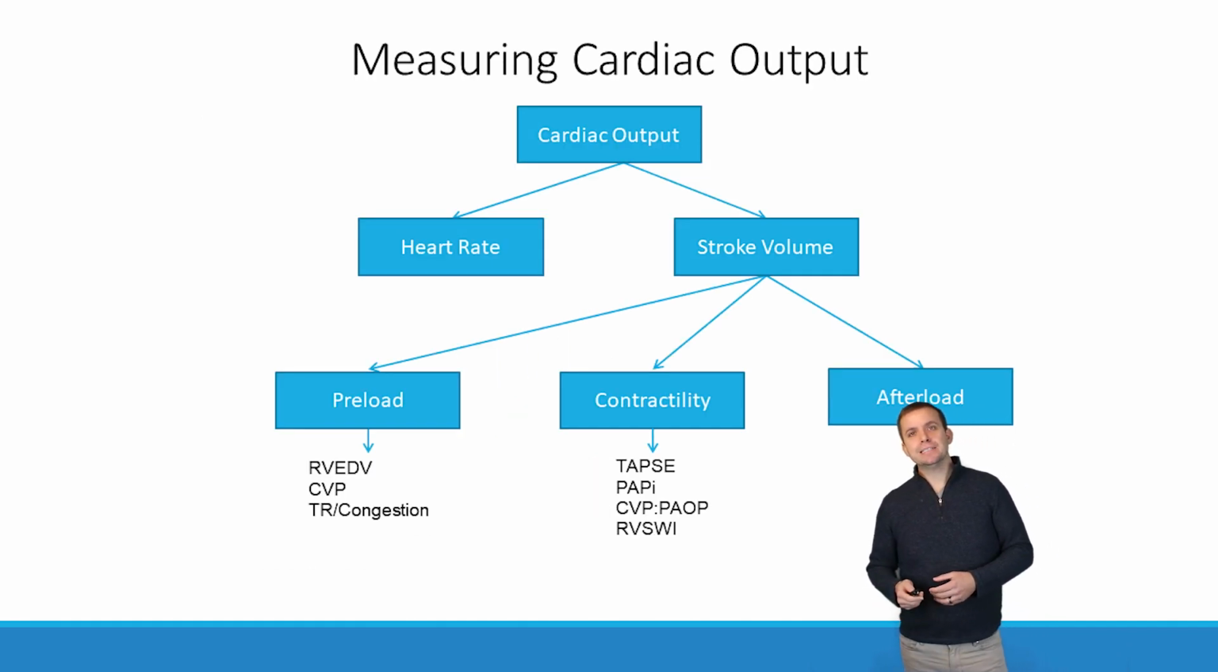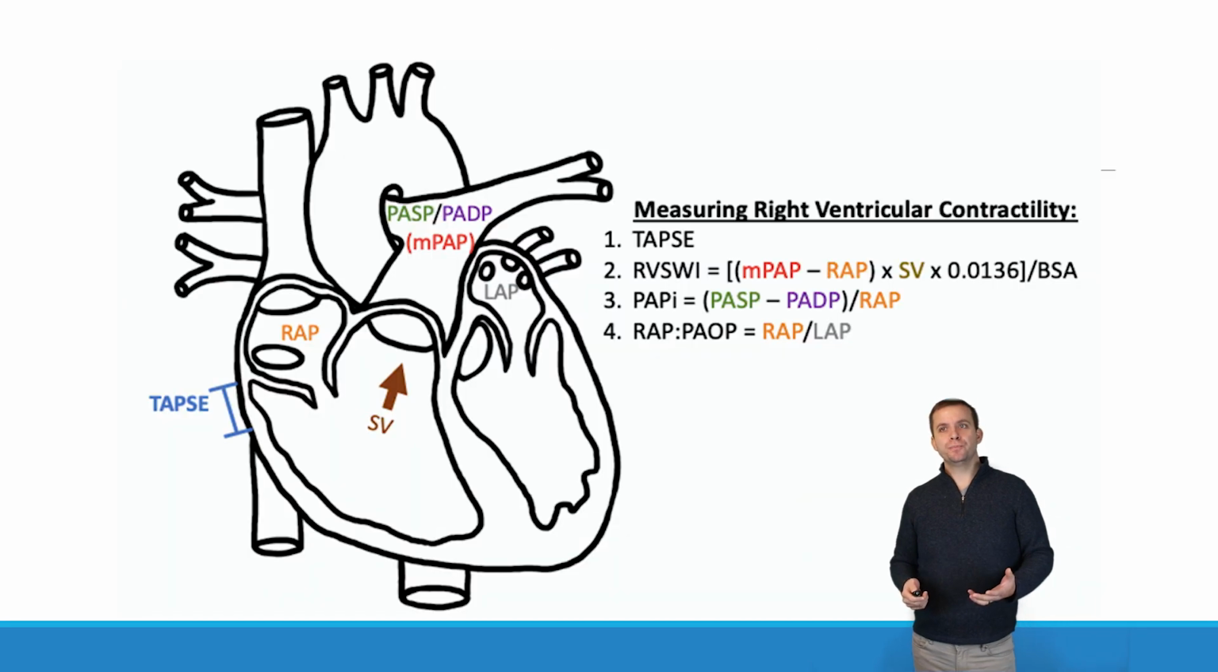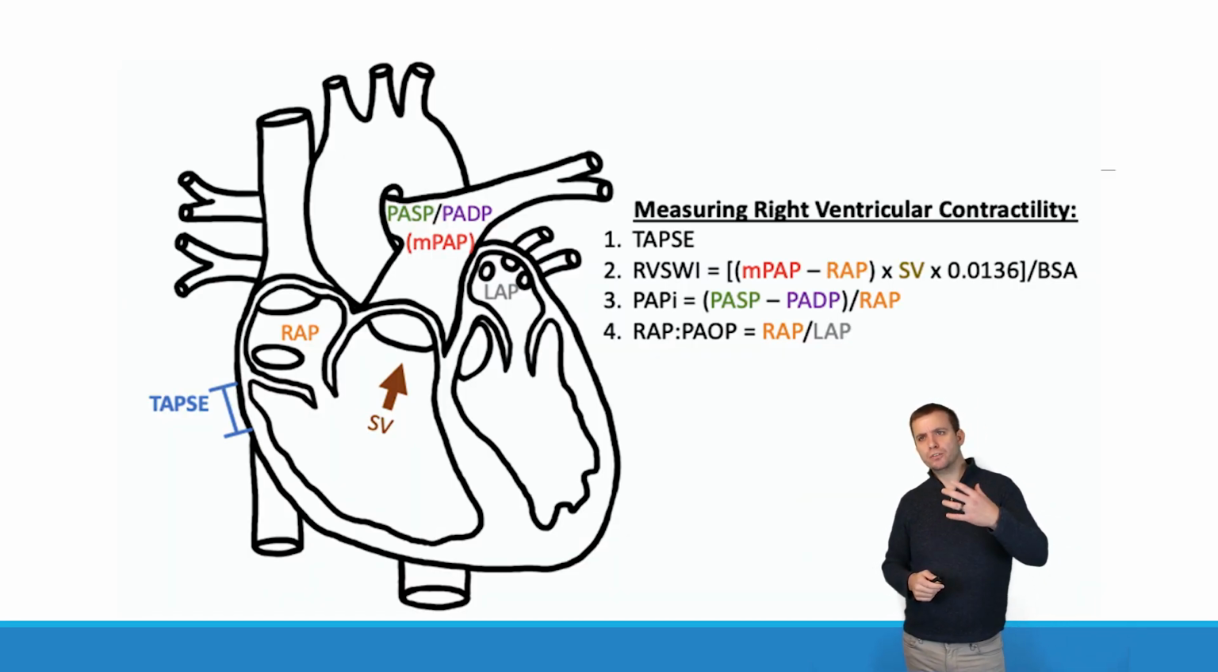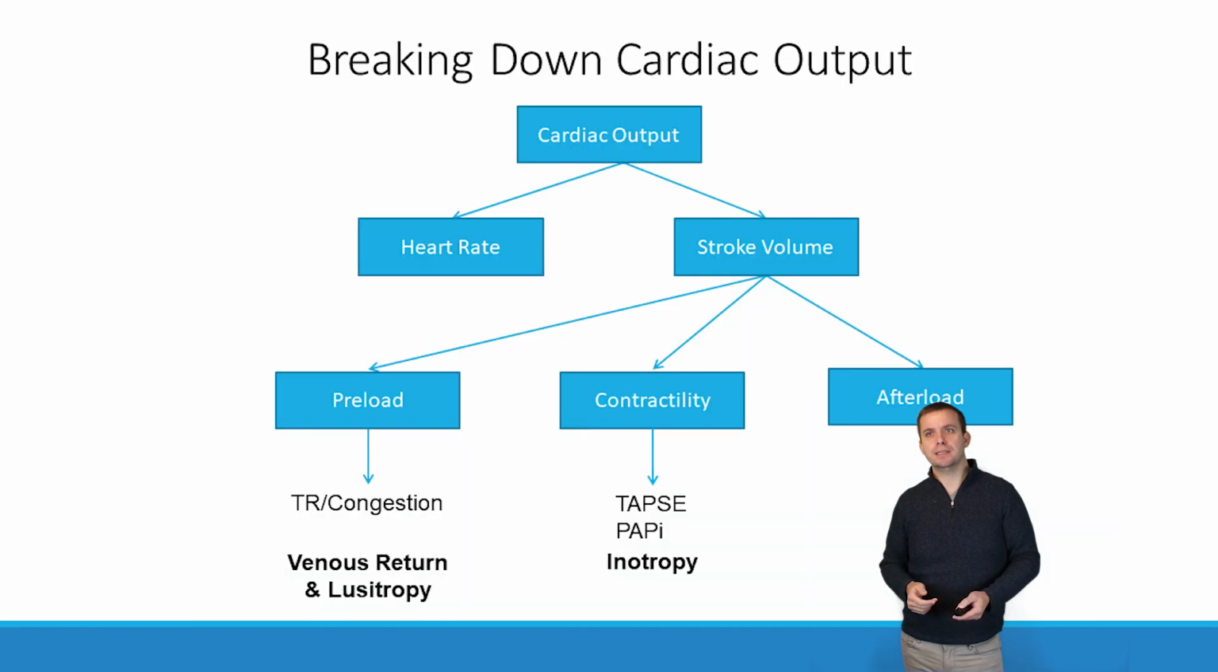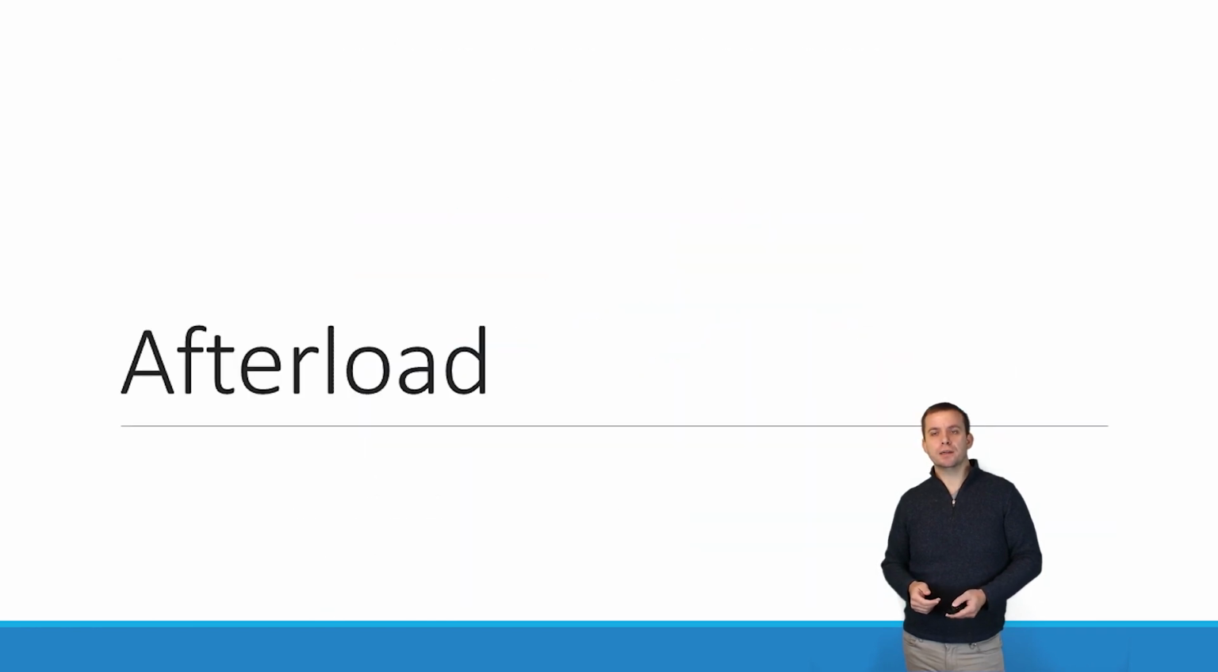And then last, we're going to talk about afterload. Here's the example of all the different ways you can measure RV contractility. And then we're going to start talking about afterload.